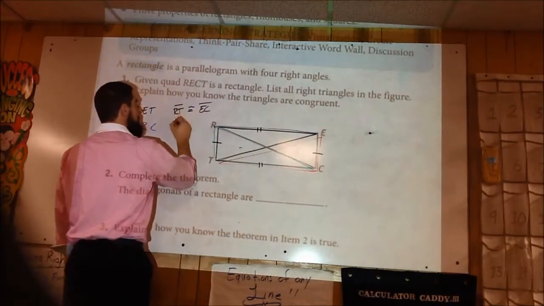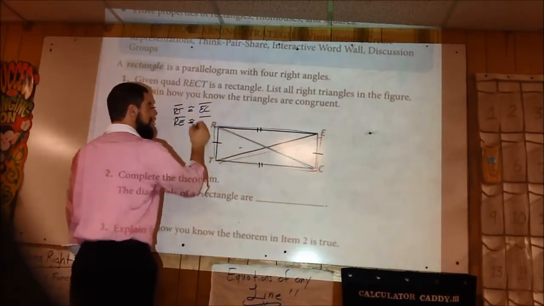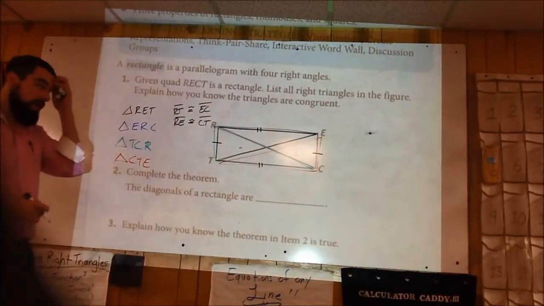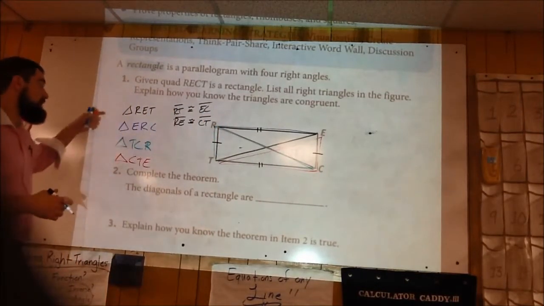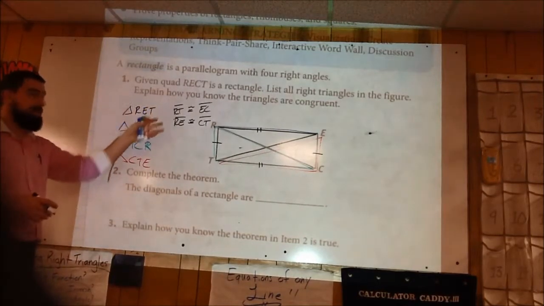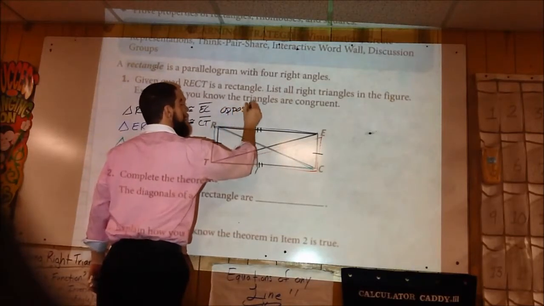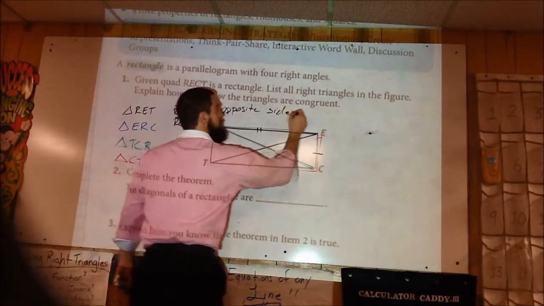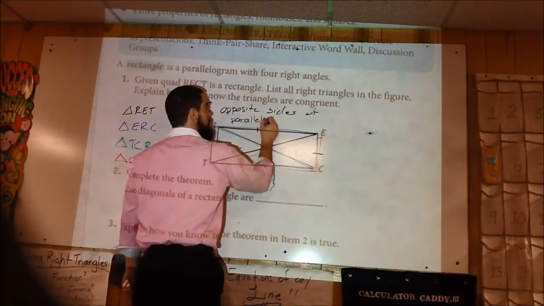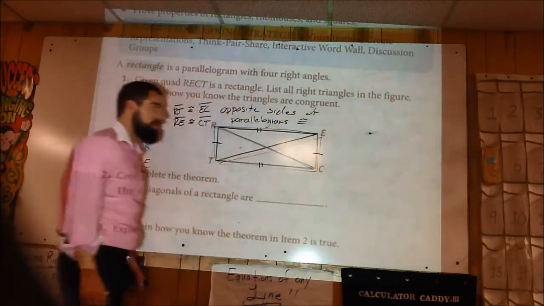So Kara had asked earlier, when are we allowed to use those? As long as you're not trying to prove that fact, then you can use it in a proof. So right now, if I were writing a two-column proof proving that these triangles are congruent, I would be able to state this because opposite sides of parallelograms are congruent.